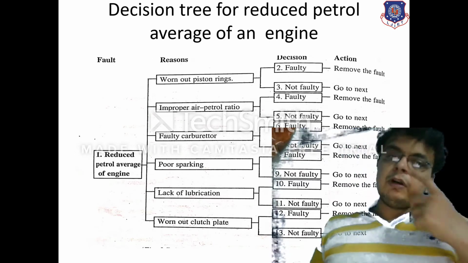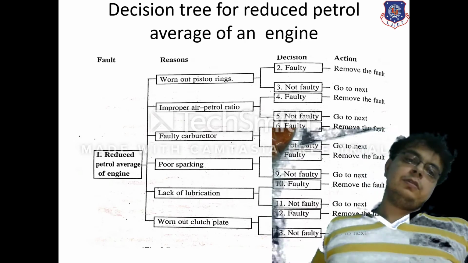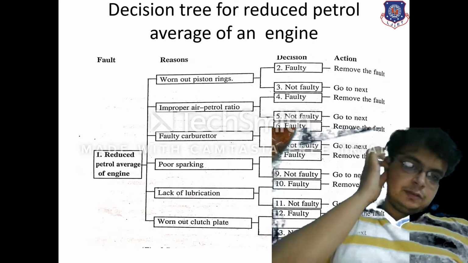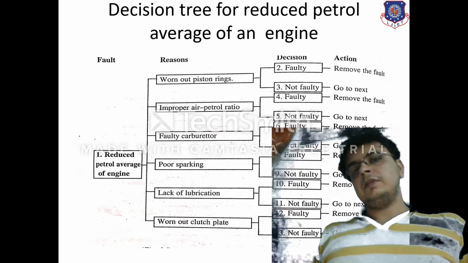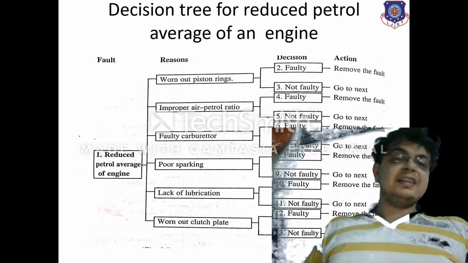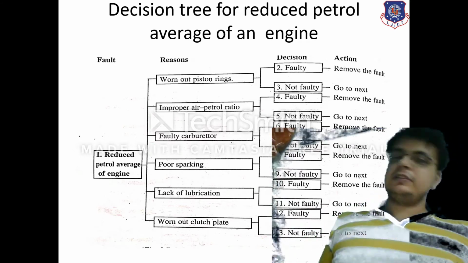The fault block, the problem block, should be written such that it reduces the petrol average of the engine. This is the problem. For this, the faults are required to be found. So the reasons that can cause the fault are listed on the adjacent blocks.